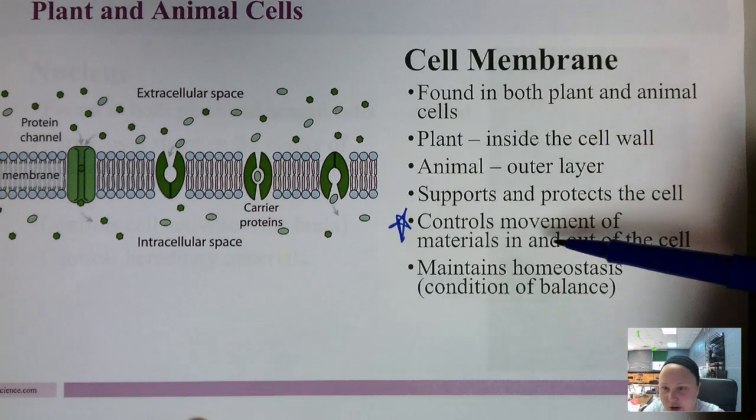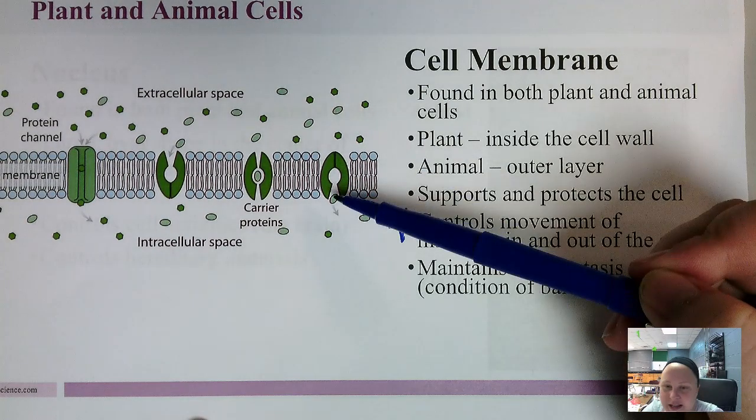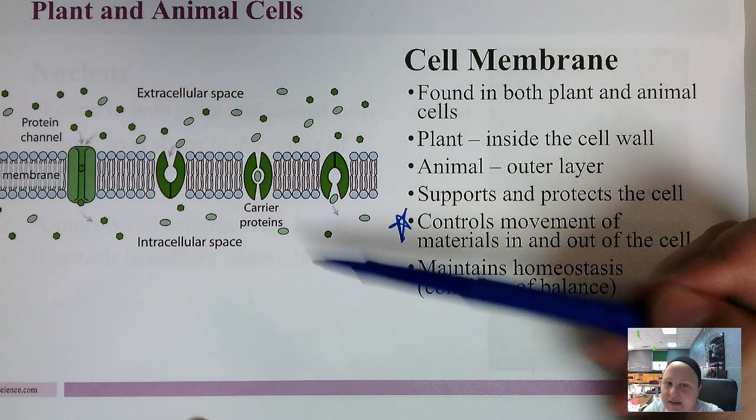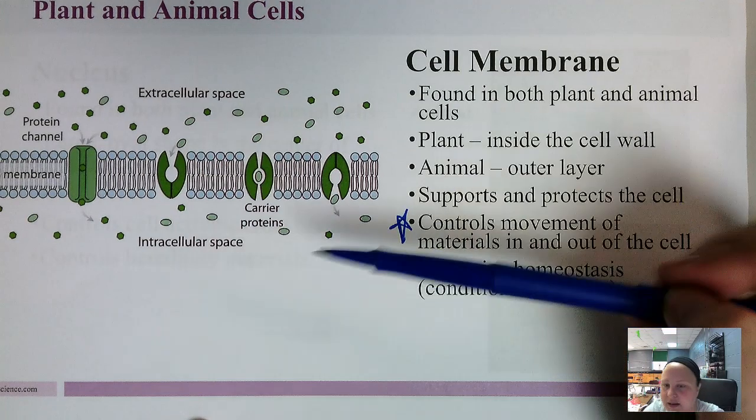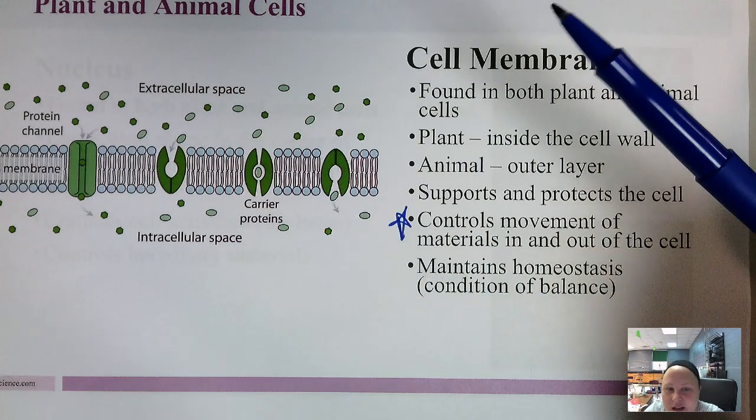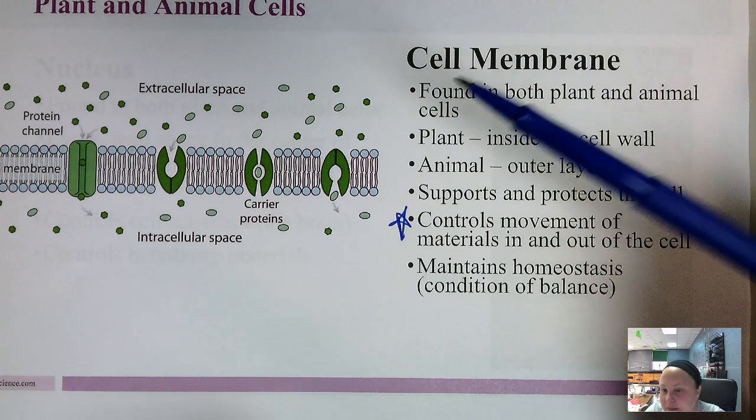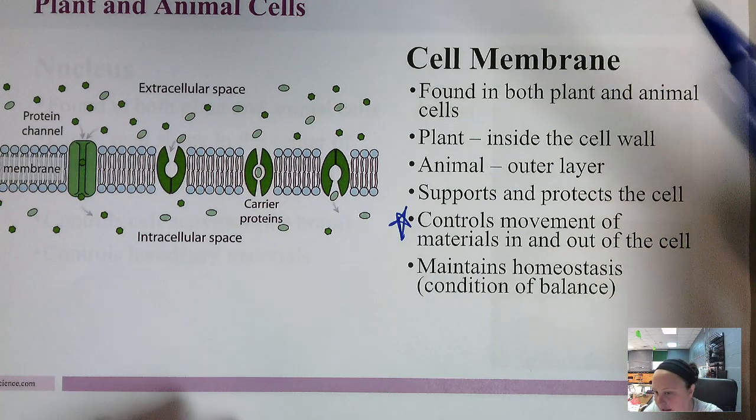So the cell membrane controls the movement of stuff in and out. As you can see, it has little doors that open when it's stuff that needs to go in, and it opens on the inside and lets stuff out. So it allows materials that the cell needs to take in, but it keeps the bad stuff out, kind of like our skin.